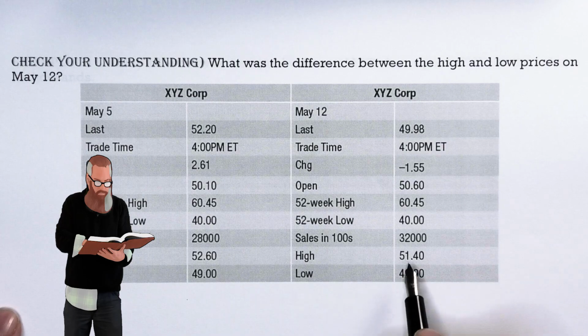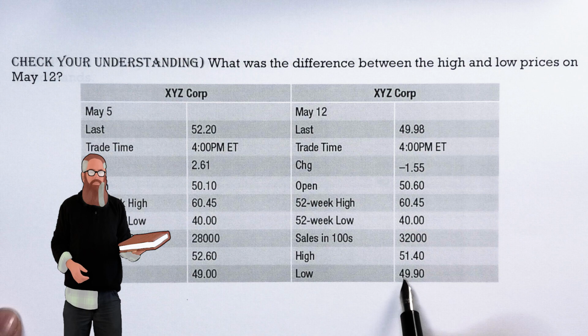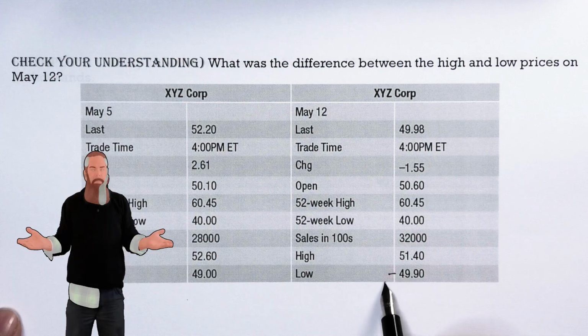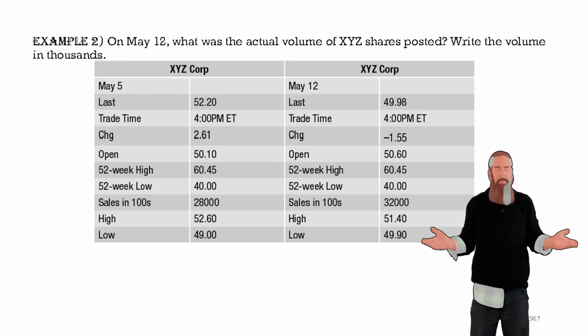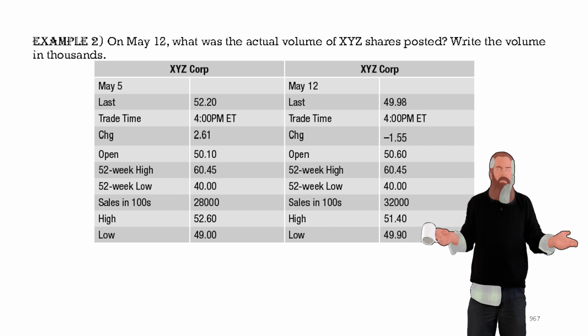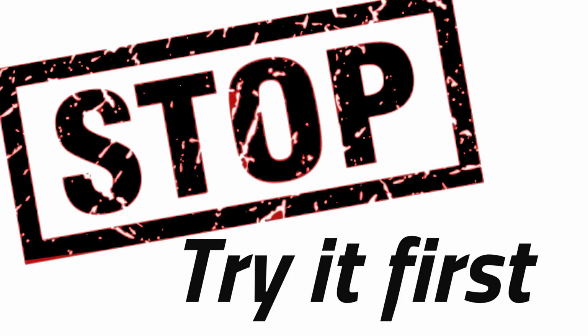We can see that it has a high price of $51.40 and a low of $49.90, so by subtracting the low from the high, we get $1.50. Now on May 12th, what was the actual volume of the XYZ shares that posted? And write this volume in the thousands.